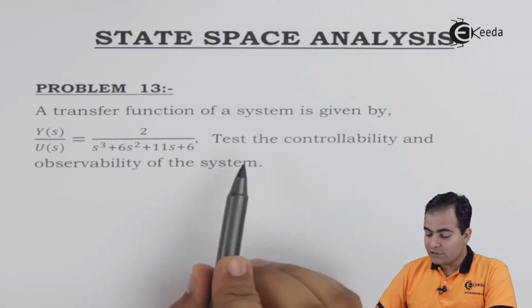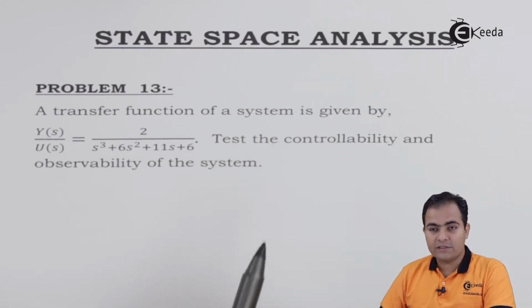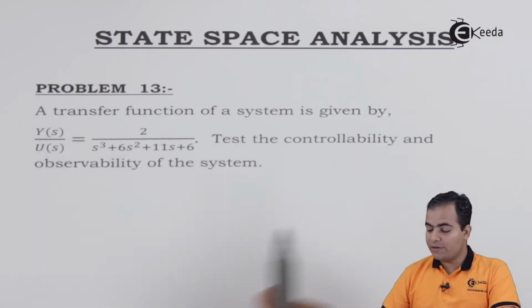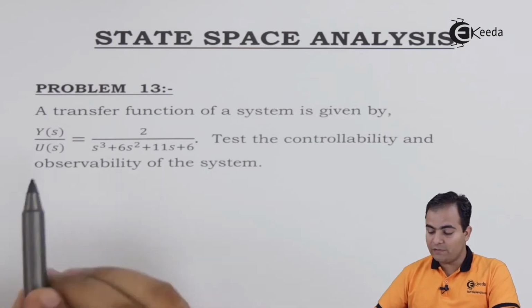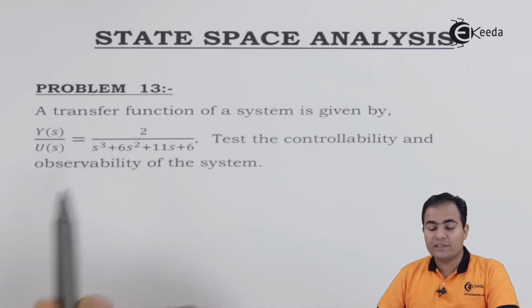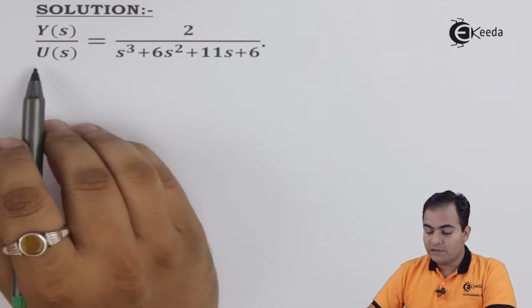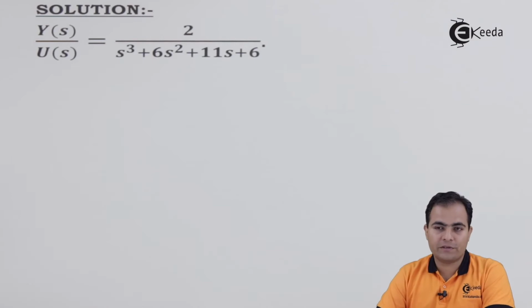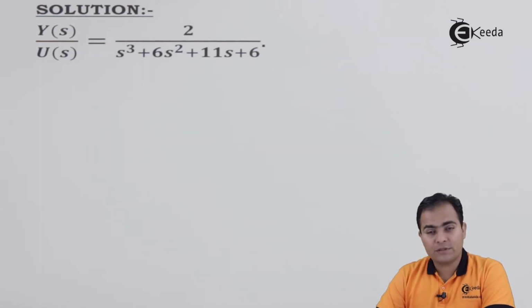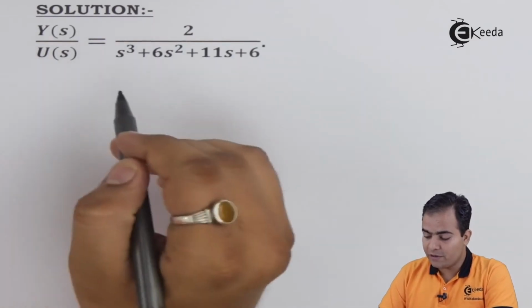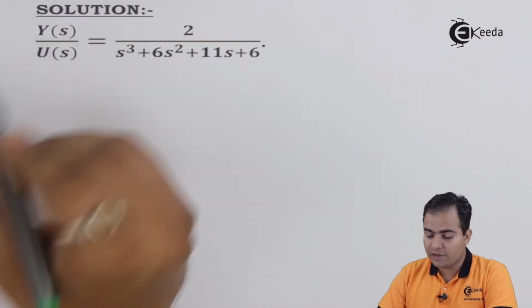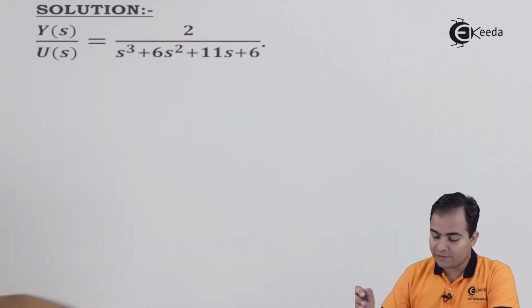Now what is asked in the question? Test the controllability and the observability of the system, which means using those matrices we can get the controllability and the observability. So first of all we'll convert the whole transfer function into our state equation, because in a state equation we will get the values of the A, B and C matrices. So first of all I just cross multiply: s cube plus 6s square plus 11s plus 6 will multiply Y(s), and the 2 is multiplied with U(s).